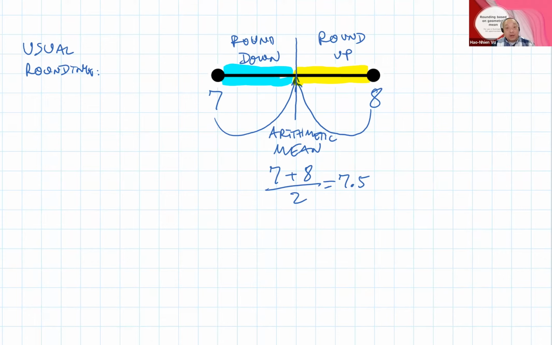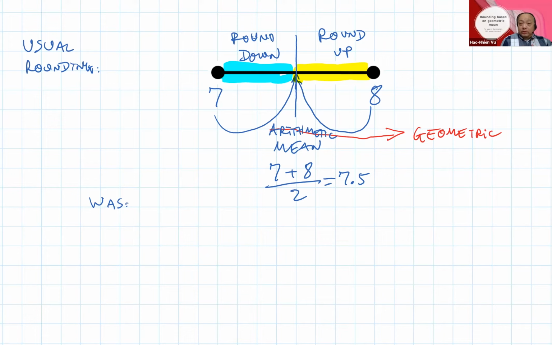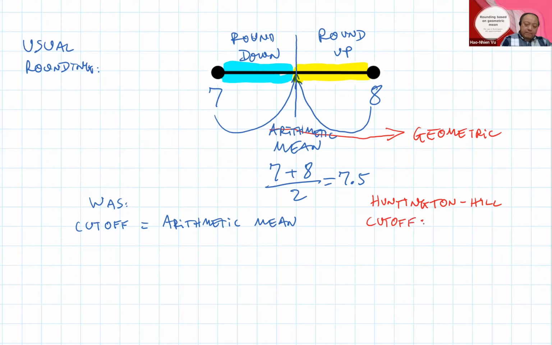What the Huntington Hill method says is, you know what? Instead of doing the arithmetic mean, why don't we switch it to the geometric mean? The way it was, the cutoff for rounding is equal to the arithmetic mean. What the Huntington Hill method does is that the cutoff is the geometric mean.